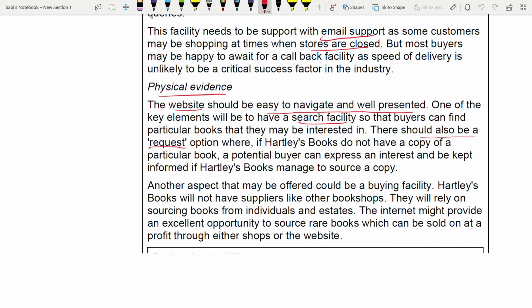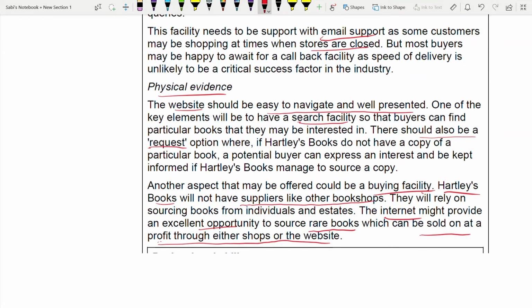Another aspect that may be offered could be a buying facility where they could buy. Remember, Hardless books are different. They will not have supplies like other bookshops because their books are different. So make sure that customers can sell to you. The internet might provide an excellent opportunity to source rare books, which could be sold at a profit through other shops or the website. Right? If you have a rare product, you can make profit anywhere. Remember, a rare product makes profit anywhere, whether it's online or offline.